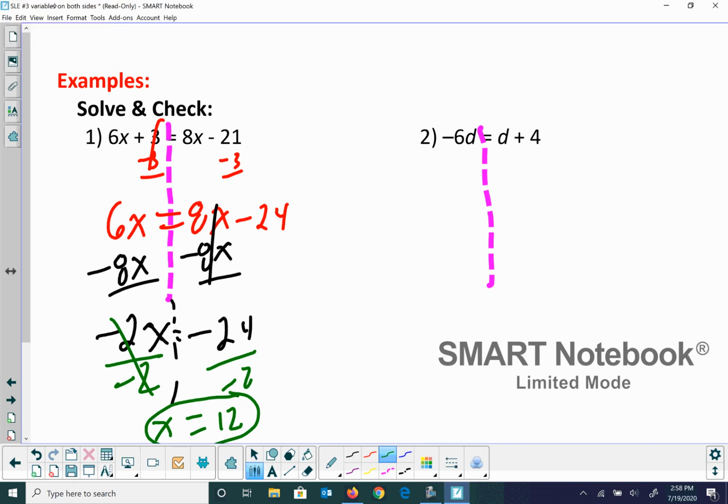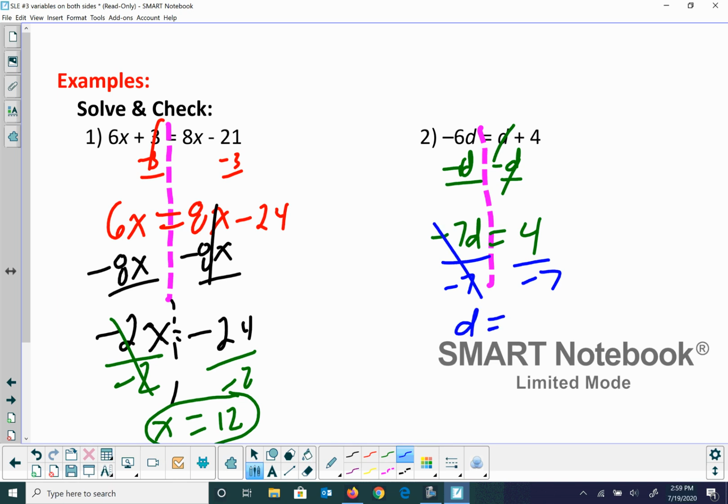Let's see. So now I have a letter on both sides. I have my pink line that I've drawn in there. So I want to get the D by itself. So I'm going to subtract D from both sides. Remember, if I subtract D, that's the same thing as 1D. So negative 6D minus 1D, put a 1 right there, that would give me negative 7D, and then that's equal to positive 4. And negative 7 and D are being held together by multiplication, so I'm going to divide both sides by negative 7. Those cancel, leaving us just D on the left side. And that's going to give me negative 4 over 7.